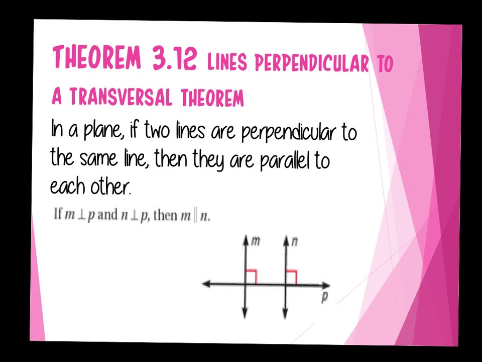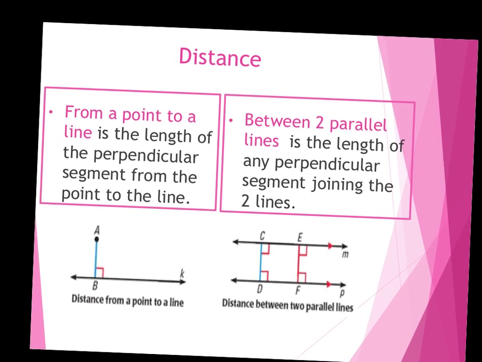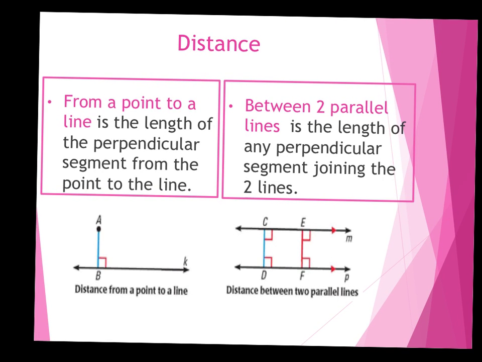This one you can use the name. Okay, distance. And this is the distance from a point to a line and the distance between two parallel lines. So from a point to a line, the shortest distance is the perpendicular segment that connects that point to that line. So if I asked you to find the distance from point A to line K, it doesn't mean you draw lines anywhere you want and you actually measure them. You want to find the perpendicular segment, and that's the shortest distance, right? Shortest distance between two things is the perpendicular line that connects them.